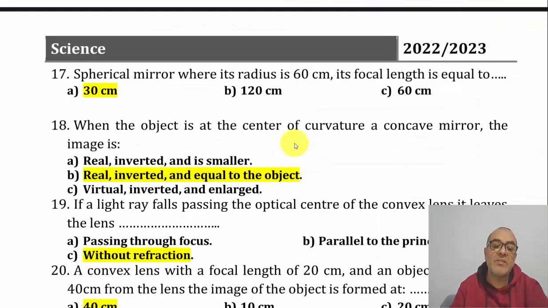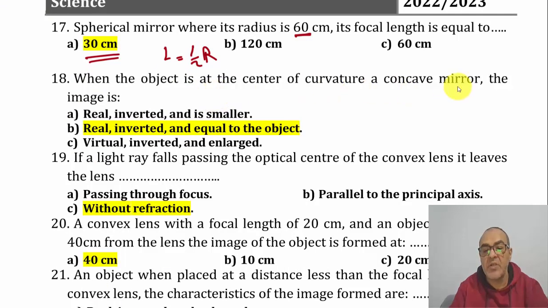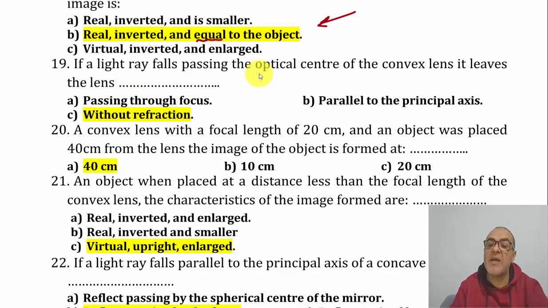Let's move to question 17. Spherical mirror, its radius is 60. Its focal length equals half the radius, so it's 30. When the object is at the center of curvature of a concave mirror, the image is real, inverted, and equal to the object. The only case that gives an image equal to the object is when the body is at the center of curvature.